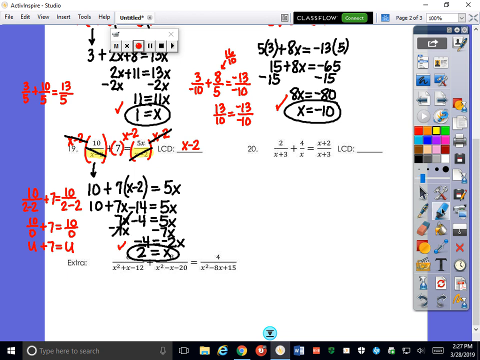Okay, so now in number 20, let's look for our LCD. First fraction has an x plus 3, so that is definitely going to have to be part of my LCD. The second fraction has an x. Now that x is completely different from the x that's with the x plus 3. They're two separate terms. You cannot separate the x from the 3. That's an all or nothing deal there. So we don't have one of those x's. We need another x out to the side. And then x plus 3 we already have. So our LCD is x times x plus 3. So all of them need to get multiplied by that.